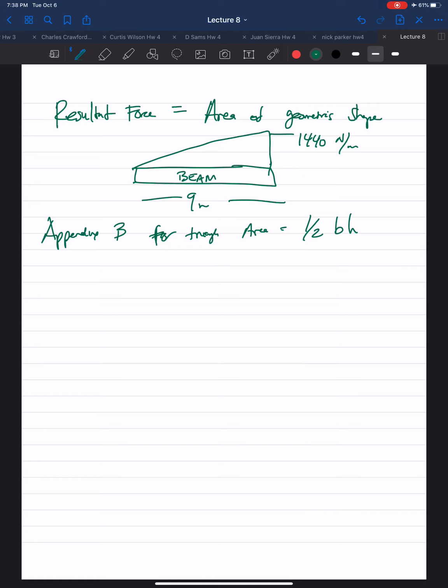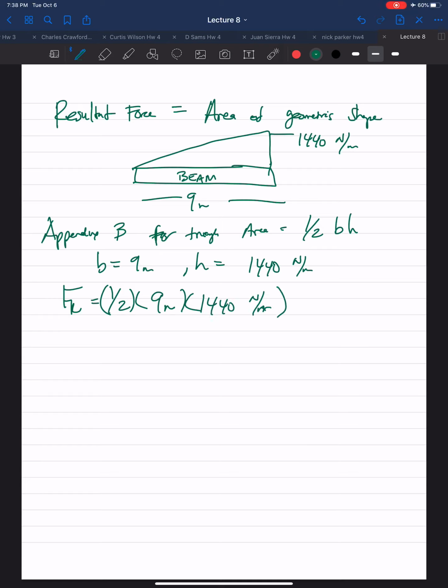So in this case, base is 9 meters, height is the loading intensity, which is 1440 newtons per meter. So then my resultant force is 1/2 times the base, 9 meters, times the height, which is the loading intensity, 1440 newtons per meter. Meters cross out, leaving you newtons.